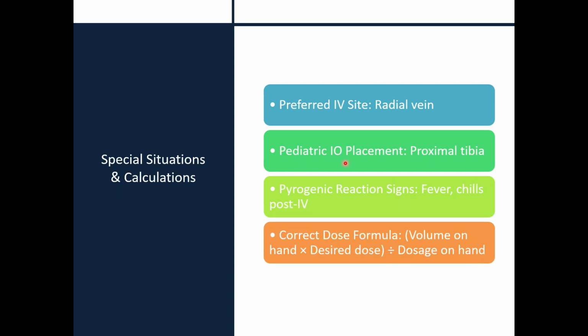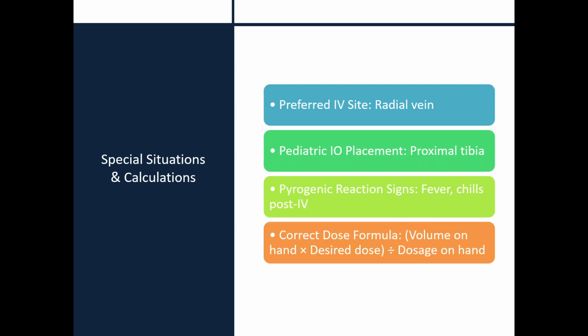We will do IO placements, and I will show you that the proximal tibia is the preferred IO placement for your pediatric patients. We need to talk about pyrogenic reaction. So pyrogenic reaction is a febrile fever response caused by the presence of pyrogens. That's a fever-inducing substance in the bloodstream. And it's often due to contaminated IV fluids or possibly equipment.